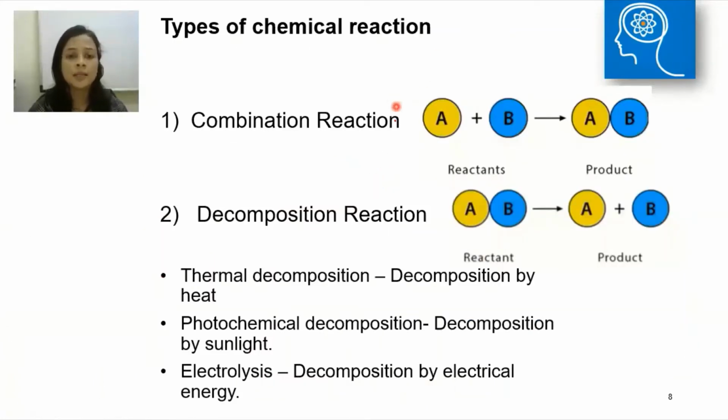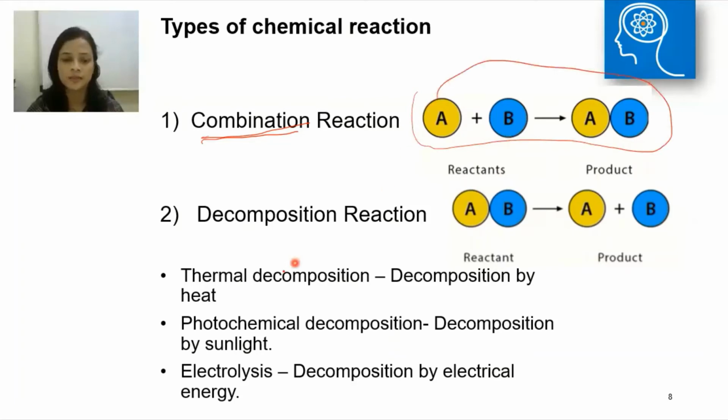Now there are types of chemical reactions. There are basically 4 types of chemical reactions. First is the combination reaction. The word combination itself indicates that this is the combination of two or more than two elements. And by combining these elements, it will give a product. So this is the combination reaction you can see here.